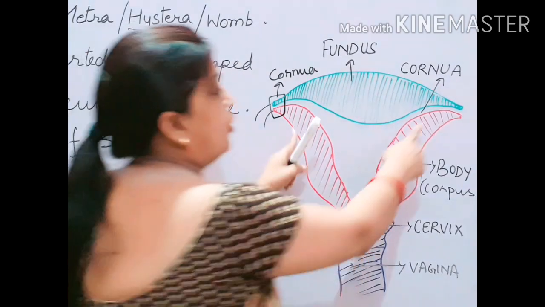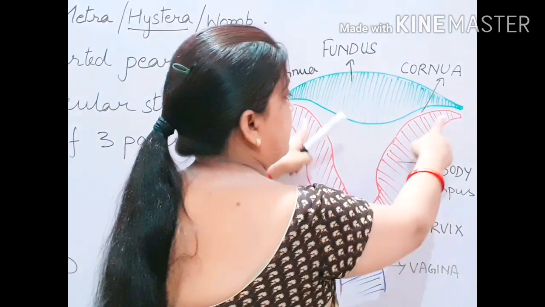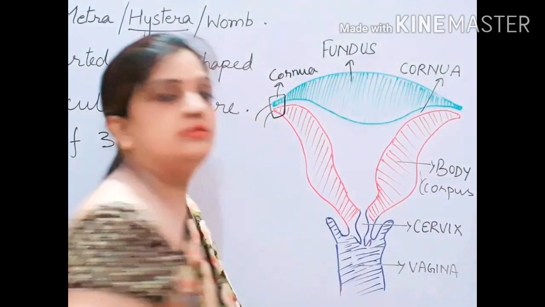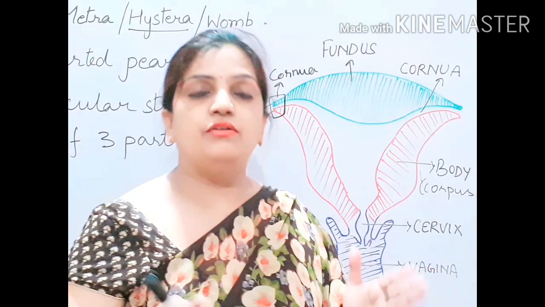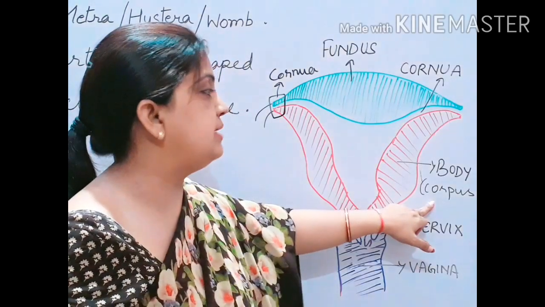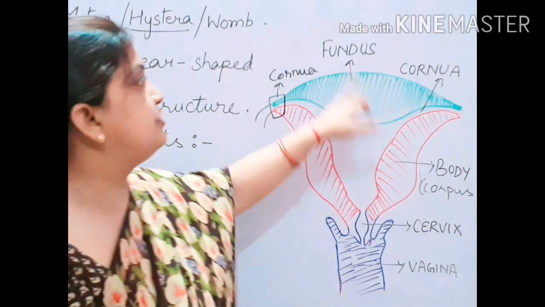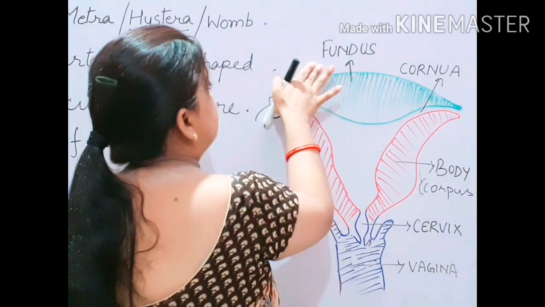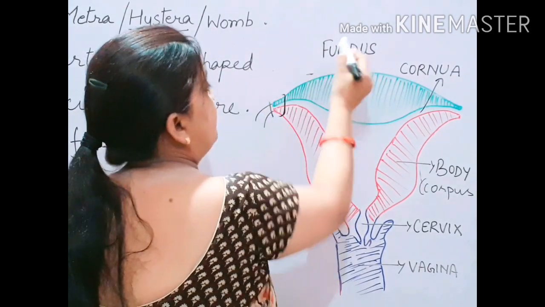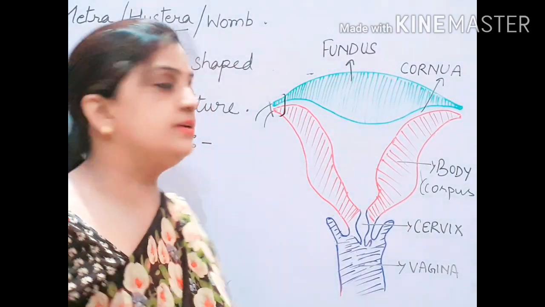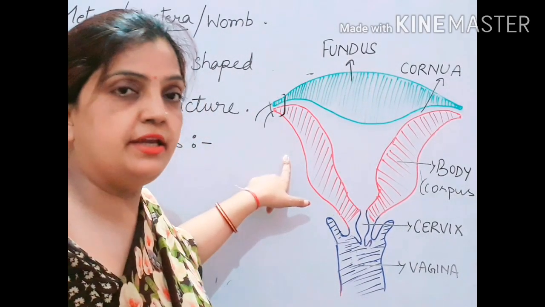Then this body part, which I have shown in red color, is the main part of the uterus, which is also called corpus. Now children, these were the three parts: fundus, cornua and body. Now let us move to the body part again.